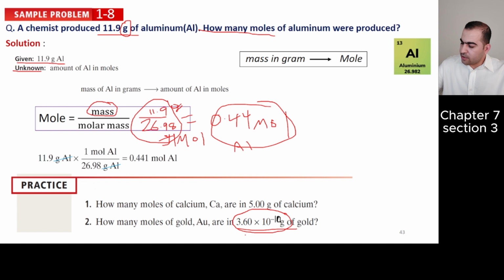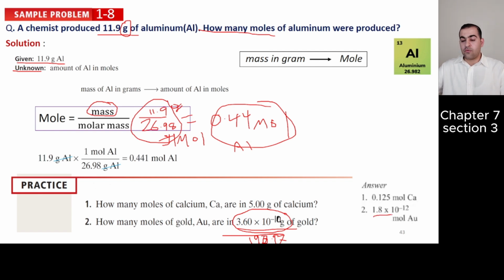Gold is 196.97. Just divide by this number. Okay, 196.97. Just divide these two numbers together, you get what? 1.8 times 10 to the power negative 12 mole of gold. That's it. They're easy, you just need to know the rules.